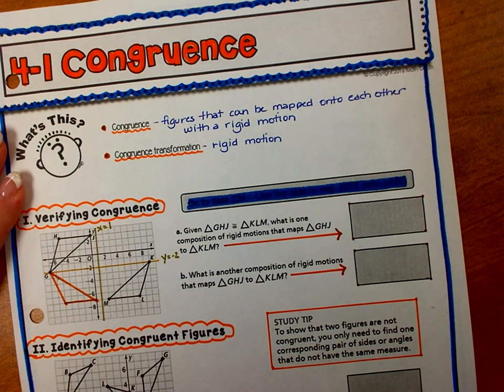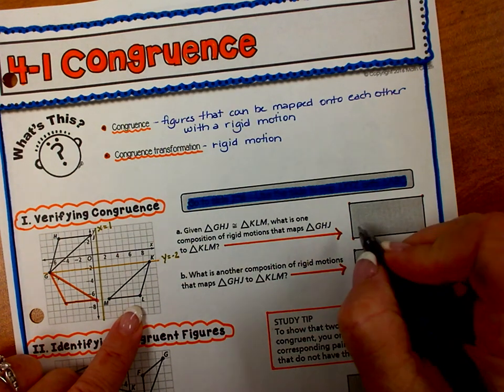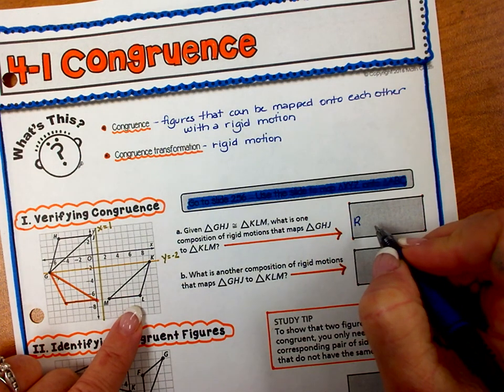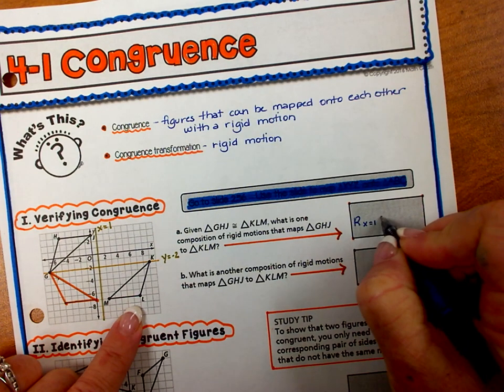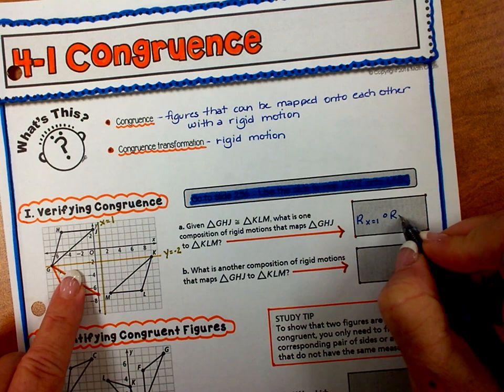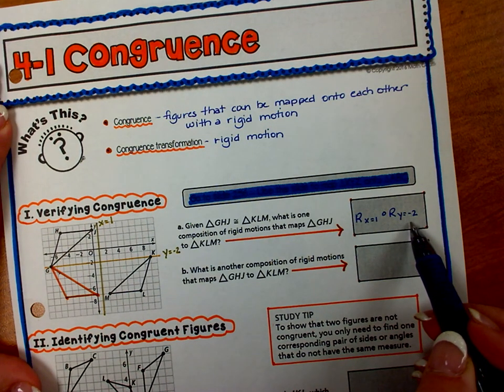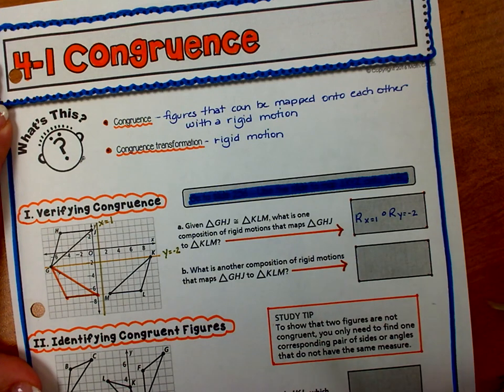Okay, so let's think about how we would write that. Keeping in mind that that's a composition, and compositions go right to left, we would start with the second one, which is a reflection over x equals 1, and then our composition symbol, and a reflection over y equals -2. And we know that we did the reflection over y equals -2 first, and then we did the reflection over x equals 1. Okay, what is another composition of rigid motions that maps triangle GHJ to KLM?